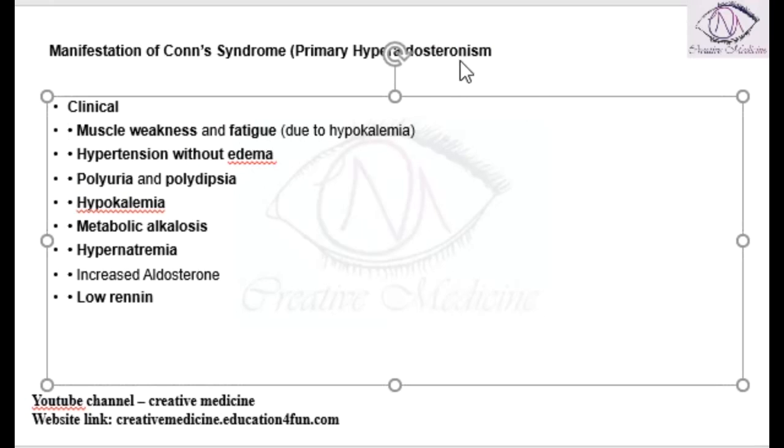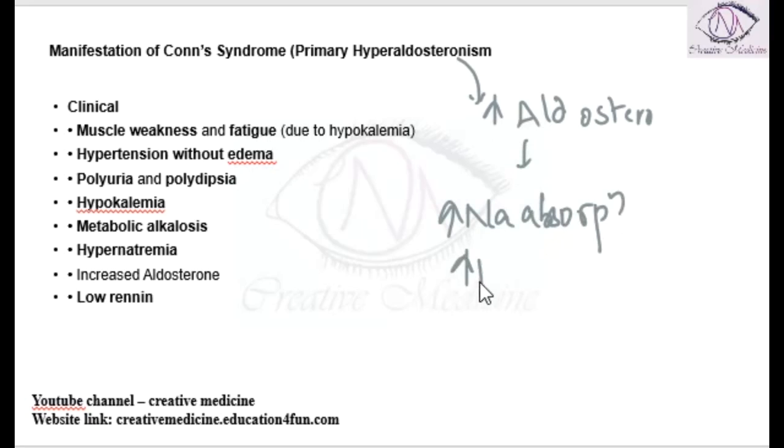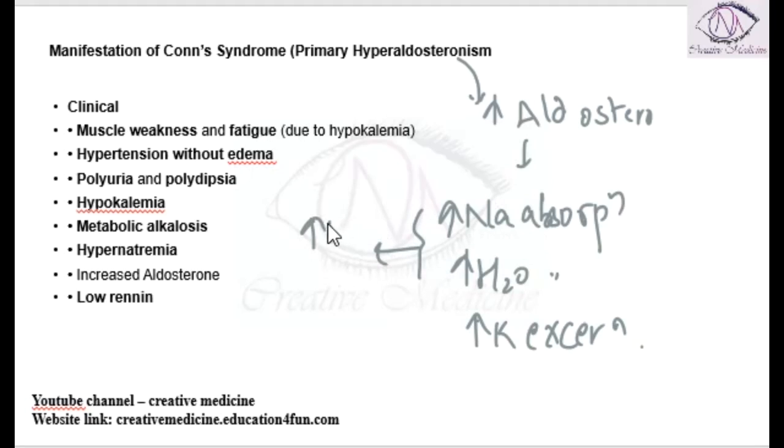If you see in Conn's syndrome, there is increased aldosterone. Okay, this increased aldosterone will cause increased sodium absorption, and along with this sodium, even water undergoes absorption, and there will be increased potassium excretion. So as a result, because of increased sodium and water absorption, there is increased plasma sodium causing hypernatremia. Okay, increased water will result in hypertension in the patient.